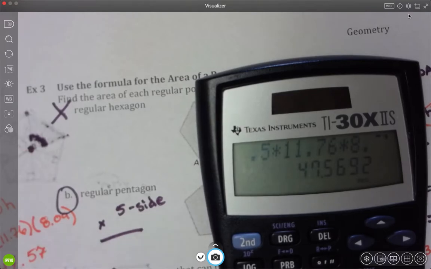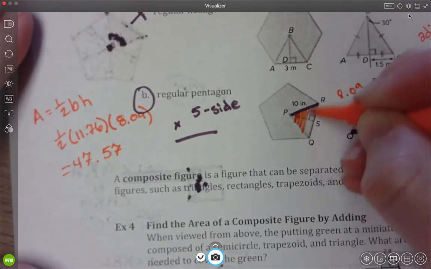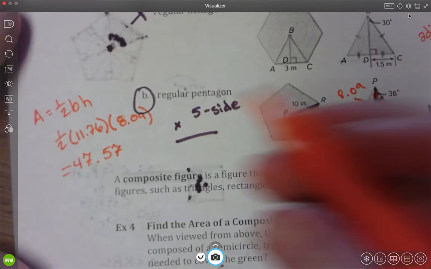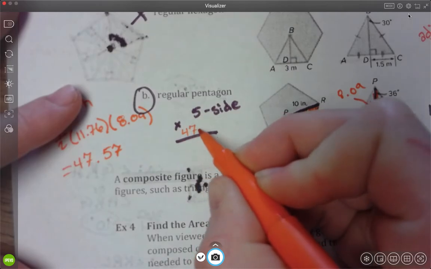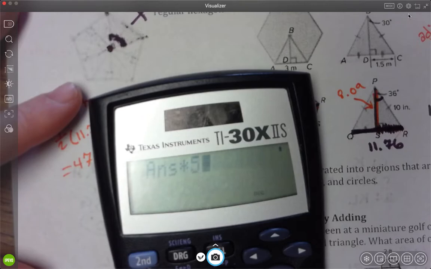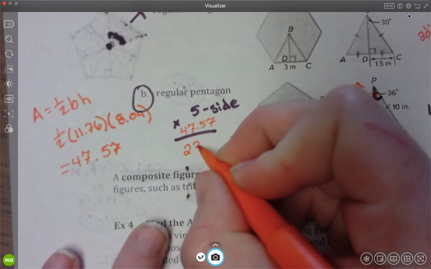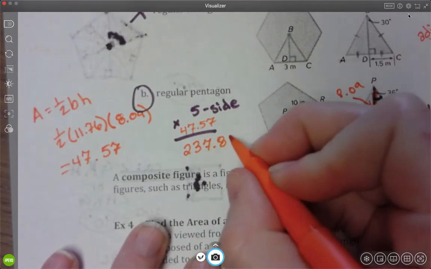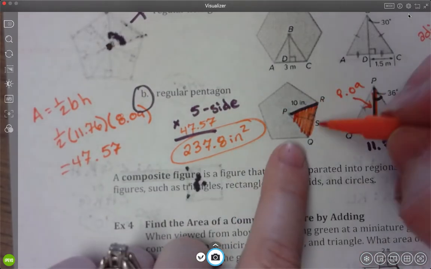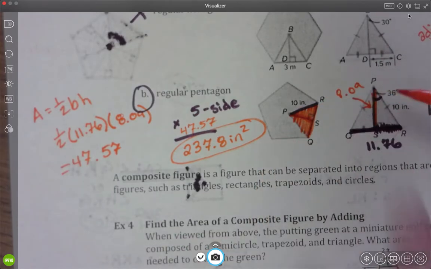Okay. All right, we are so close to being done. This was the area of this triangle right here. I want 5 of them going all the way around the circle. So I'm going to take that number, 47.57, which is already in my calculator, and take that times 5, which is 237.8. And that is in inches squared. That one was a lot of work just because they didn't already give us the base and the apothem. They gave us that 10. So we had to use SOHCAHTOA to find those other two things.